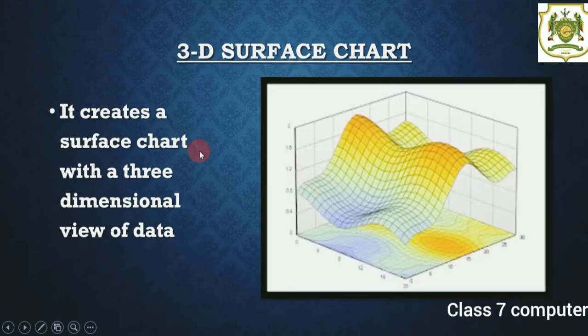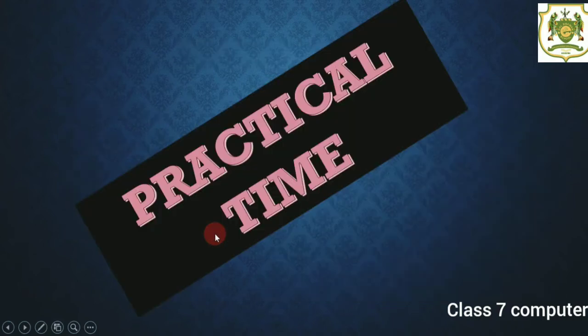The last one is the 3D surface chart. In a 3D surface chart, the data is displayed in a 3D format, or you can say a three-dimensional view of the data can be easily seen. Next we are going to see how we can create charts, how we can change the chart type, and how we can format the chart through our practicals.